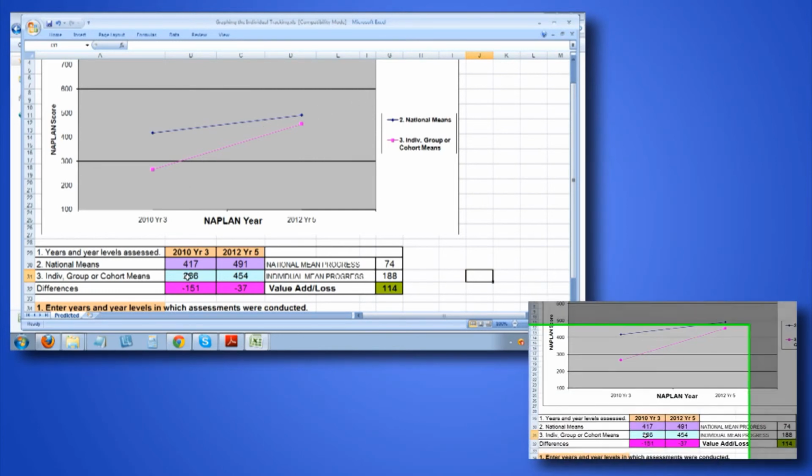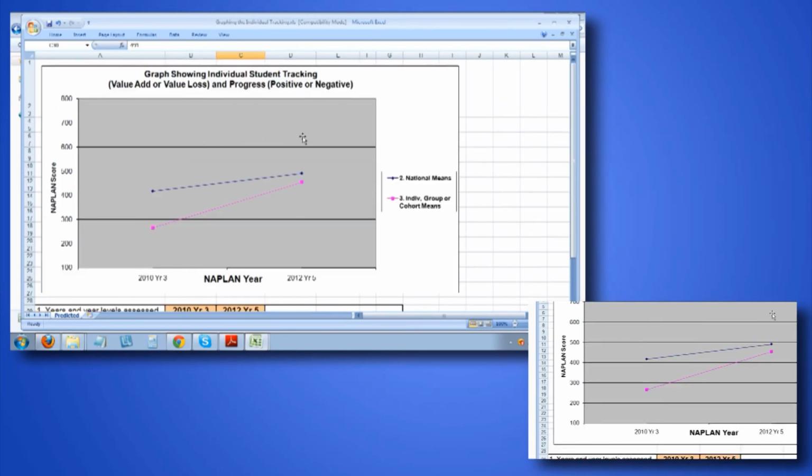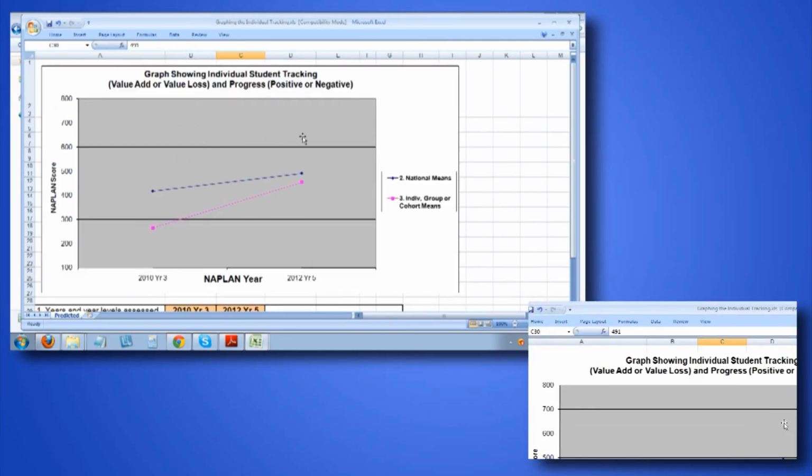Now you can use any score in there for the individuals, group or cohort means, and for any year level or learning area, being grammar, punctuation, numeracy, etc. So I hope you find this very powerful when speaking to parents, students, or even other teachers.